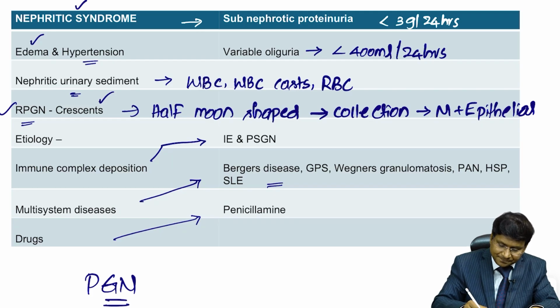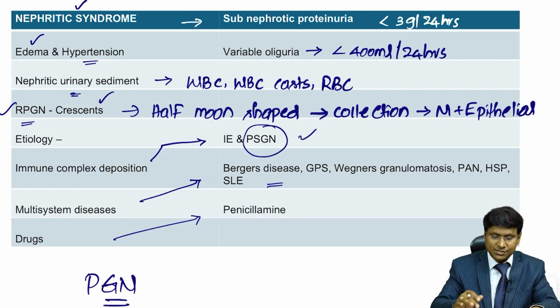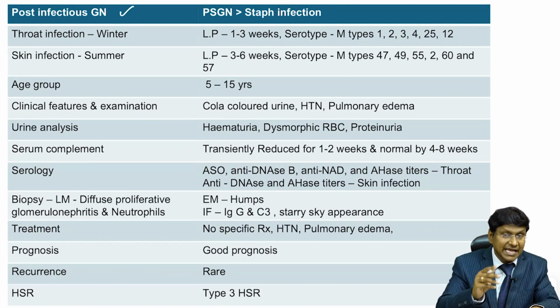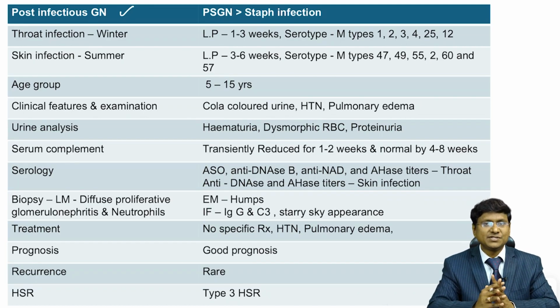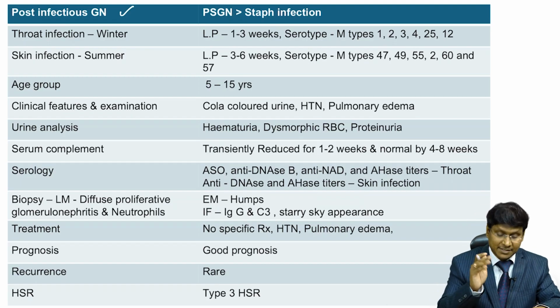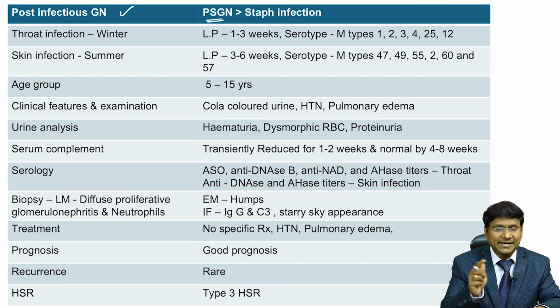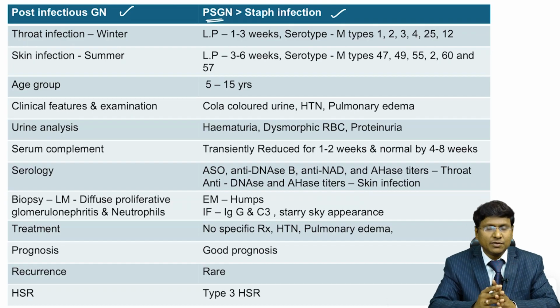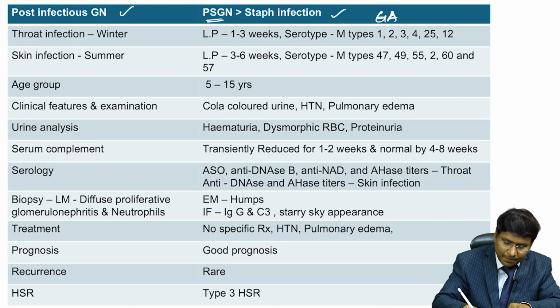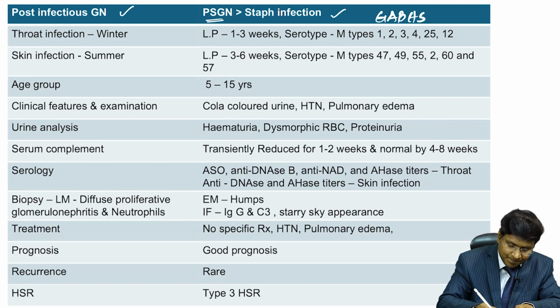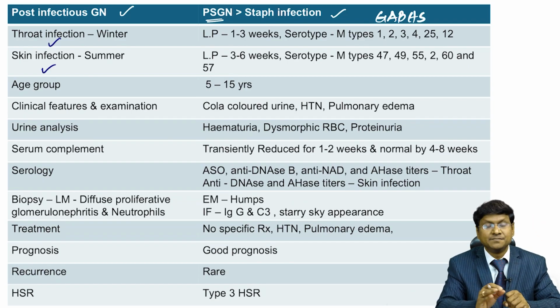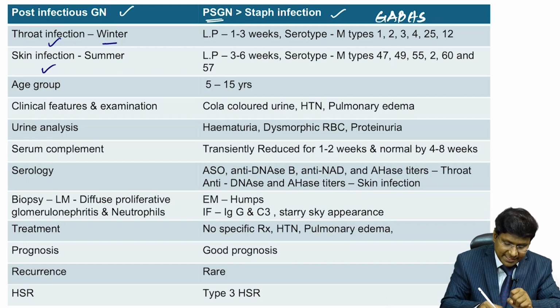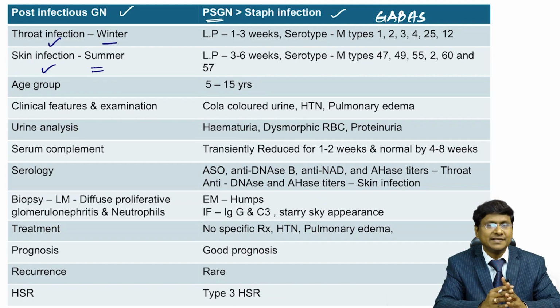Now you take post-streptococcal glomerulonephritis. It is secondary to infection, and we call it post-infectious glomerulonephritis. It can be secondary to streptococcal infection as well as staphylococcal infection, but the most common is post-streptococcal glomerulonephritis. It is caused secondary to group A beta hemolytic streptococcal throat infection or streptococcal skin infection. Streptococcal throat infection is more common in the winter, and skin infection is more common in the summer.